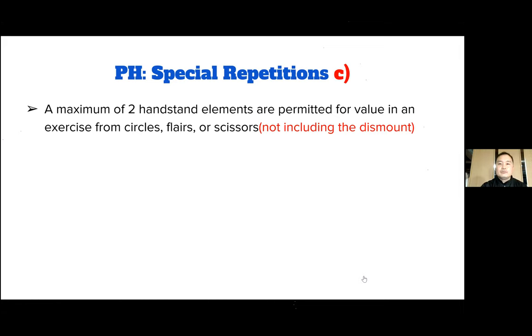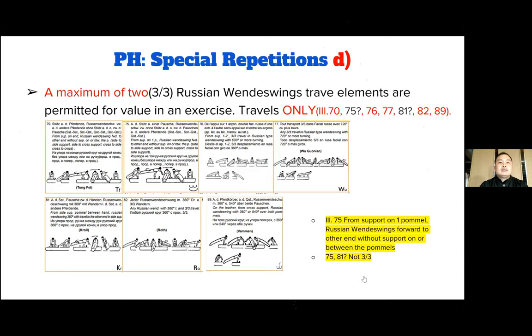Special repetitions, maximum of the 2, 3, and 3 Russian window swings. Travel elements are permitted for value in an exercise. Travels only. 70, 76, 77, 82, 89, 75, and 81, actually not. 3 and 3rd Russian window swing. Well, this is also, that's why this is not 3 Russian window swings.